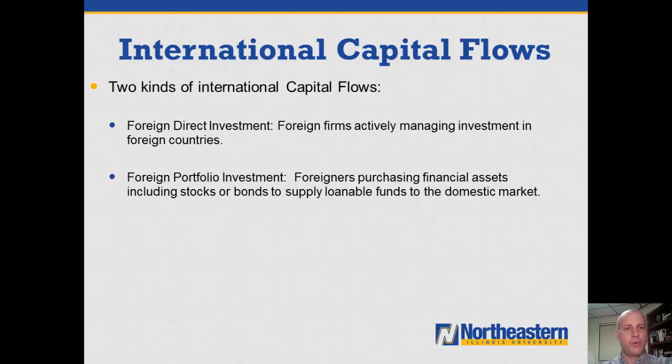These investments take two forms. The first is foreign direct investment, and foreign direct investment is when foreign firms actually manage investments in other countries. That is, if McDonald's opens a store in France and manages it, then this is foreign direct investment. The other kind is foreign portfolio investment, when foreigners purchase financial assets, including stocks or bonds or currencies in foreign countries. And effectively what they're doing here is supplying loanable funds to the domestic market. They're making their funds available for investment in a different country. So when foreigners buy stocks of American companies, this is foreign portfolio investment.